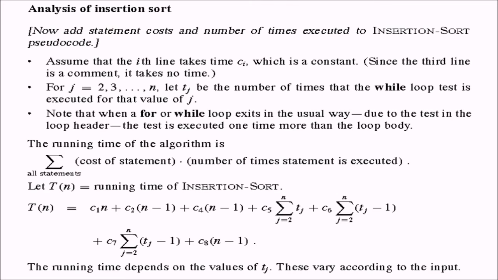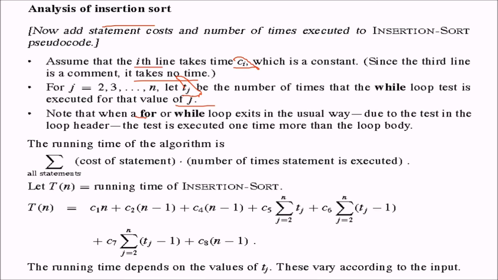So let us analyze this insertion sort. We have seen what the costs or efforts applied are. We assume that the ith line takes some ci time, which is a constant. In the insertion sort pseudocode you have seen that the third line is a comment, so it will not take time. And what about j from 2 to n? We assume tj is the number of times that the while loop test is executed. We don't know the value of j.